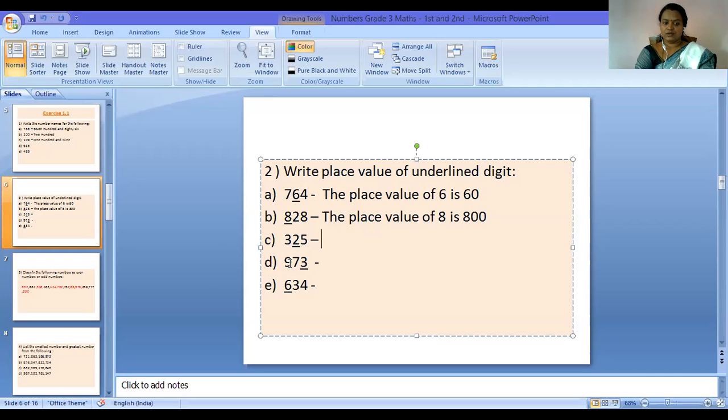Similarly, try to do the next questions, where D is 973, 3 is underlined. The last is 634, where 6 is the underlined digit.